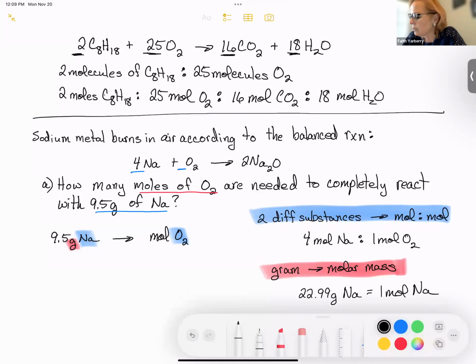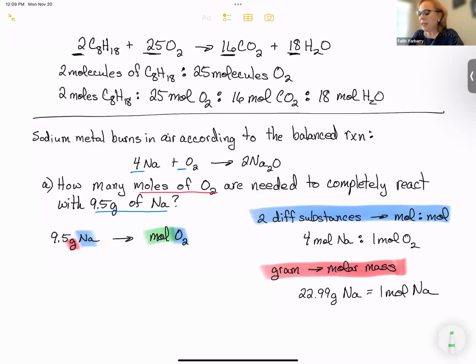The last thing that we're looking for is moles. And we actually have moles in a couple of different locations. Specifically, we have one up in our mole to mole ratio, so I'm not going to worry about finding a conversion factor for that one.